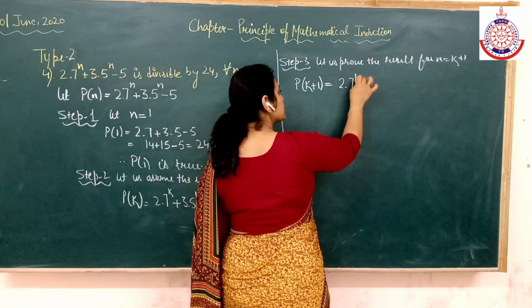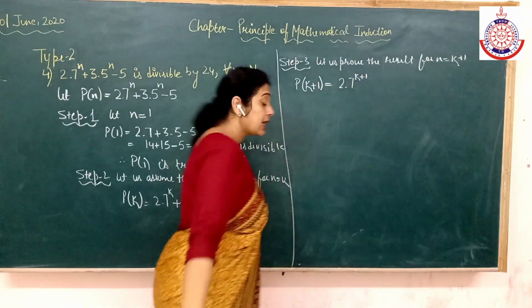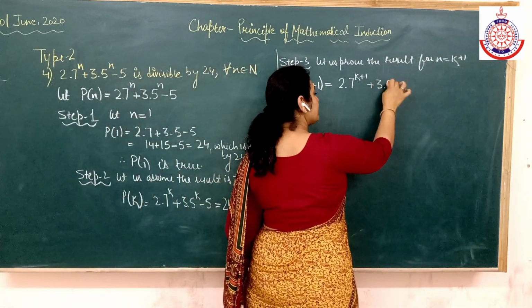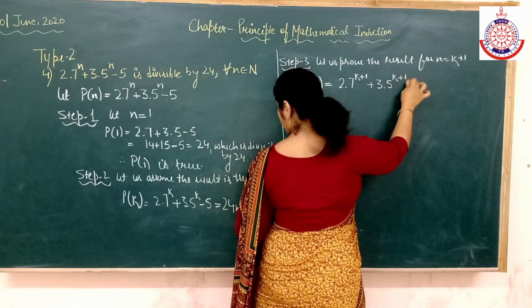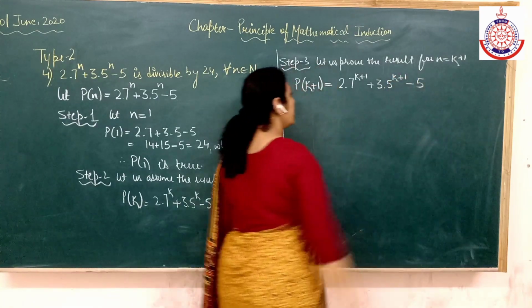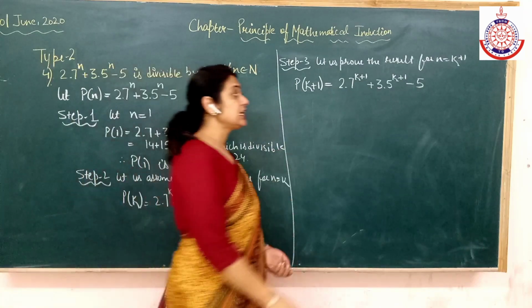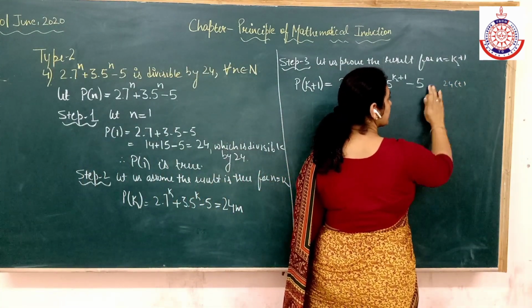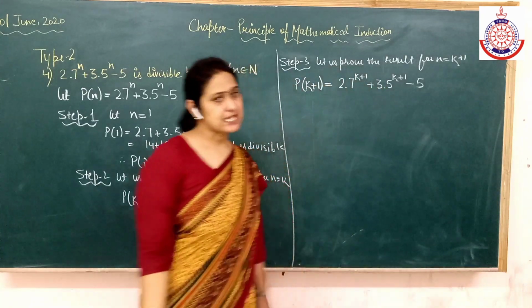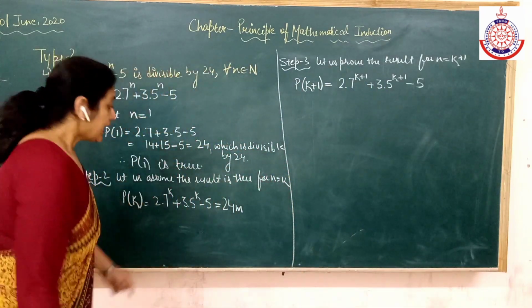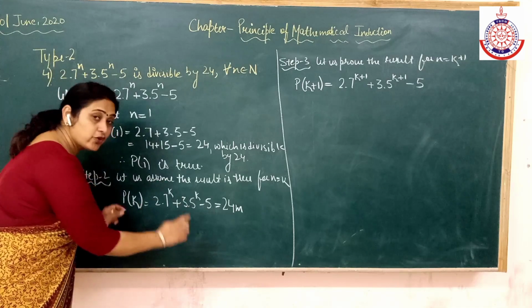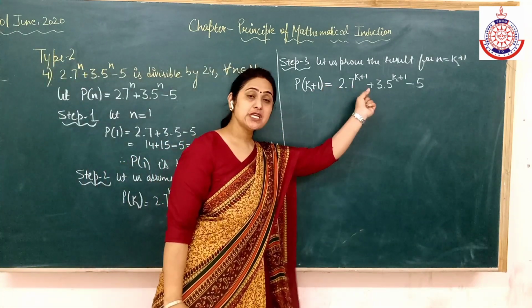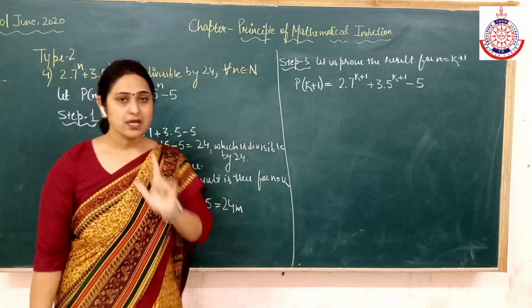2 into 7 raised to power k plus 1, then 3 into 5 raised to power k plus 1, and minus 5. I have to prove this is equal to 24 into something. That's what we will do. I told you this second step we always use to find the value which can be substituted in the third step to prove our result.